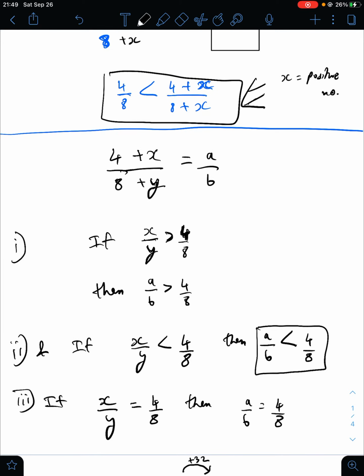So if x by y is greater than the initial fraction 4 by 8, then in that case the final fraction will also be greater than the initial fraction. Let's see condition number 2. If x by y is less than the initial fraction, in that case the final fraction will also be less than the initial fraction. Now there is one more condition where x by y is equal to the initial fraction. In that case the final fraction will also be equal to the initial fraction.